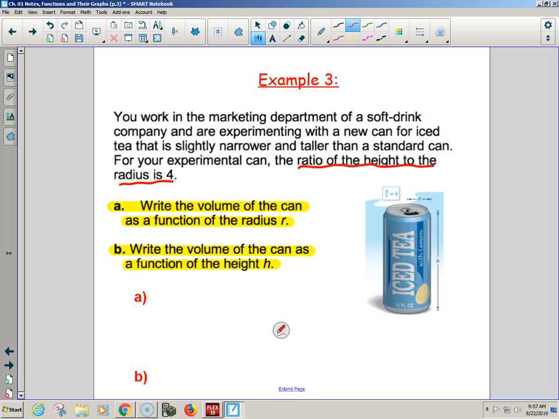How did he write H over R equals 4? I thought it was the ratio of the height to the radius is 4. Okay, yeah, it's on the picture. But isn't that technically the same thing as the words I just underlined? Yes.